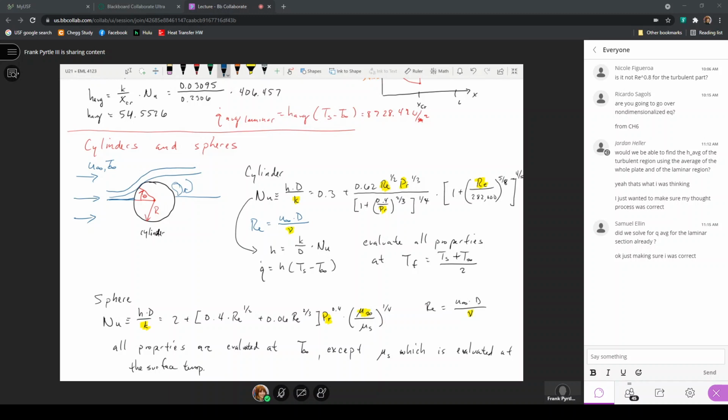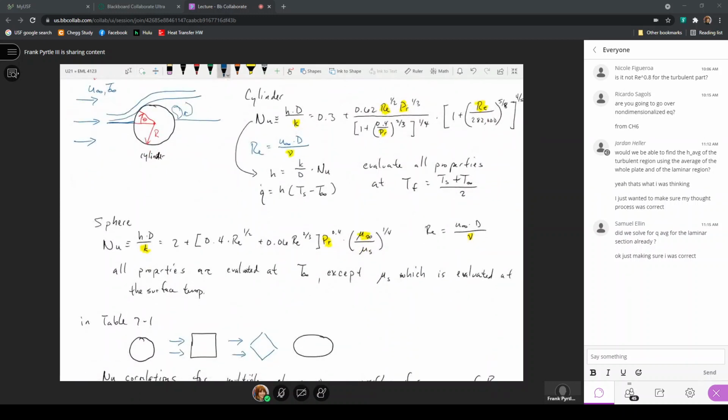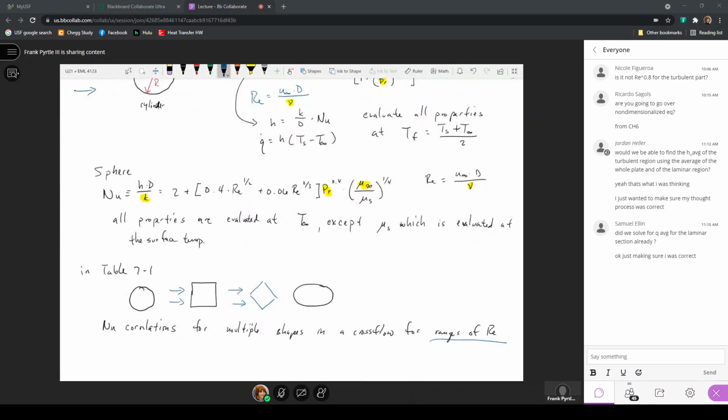And then how do I get the properties? For the flow over a flat plate, the properties are all evaluated at the film temperature. For this cylinder correlation that I presented, the properties are also evaluated at the film temperature. For the sphere, it's the free stream temperature and the surface temperature. And in table 7-1, all of those properties are evaluated at the film temperature. So here, we'll just write that as a note: properties evaluated at T_F, the film temperature.